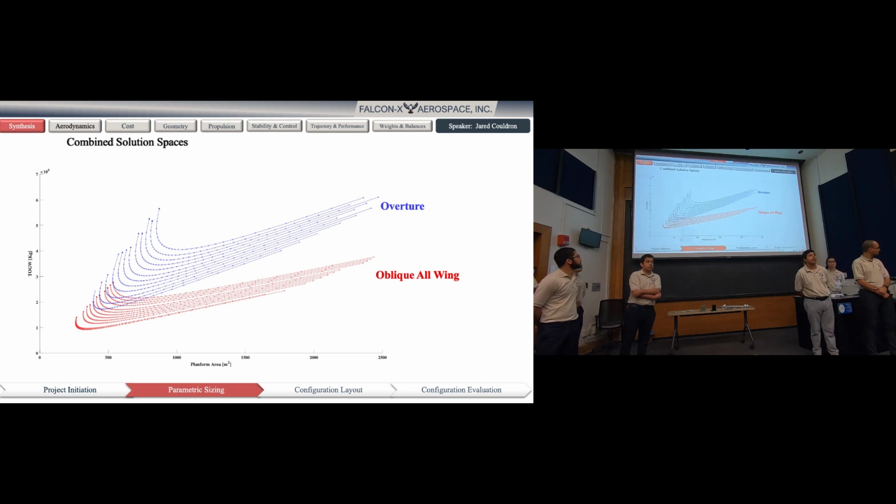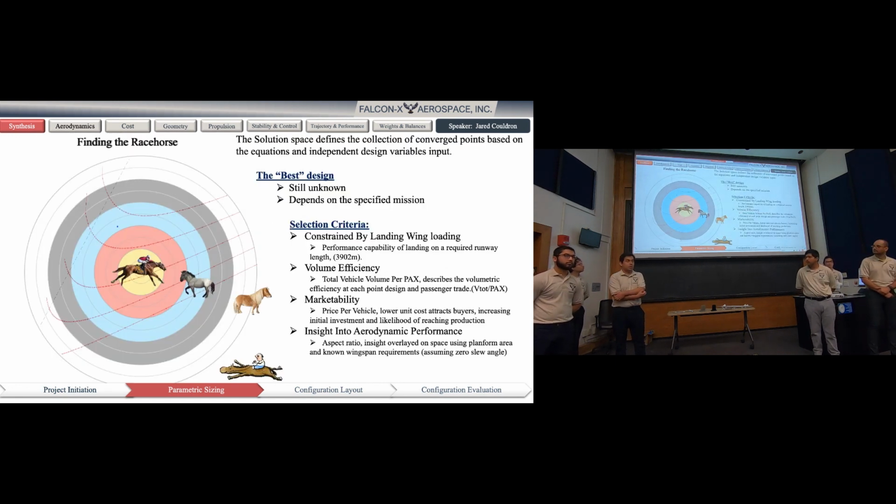So our vehicle doesn't increase that much in weight, even though passengers increased by more than 200, and then the Overture's weight increases significantly due to those same passengers applied. So you just saw the space, how massive it is. We need to find the racehorse inside that. So we're filtering that down using the previously mentioned selection criteria.